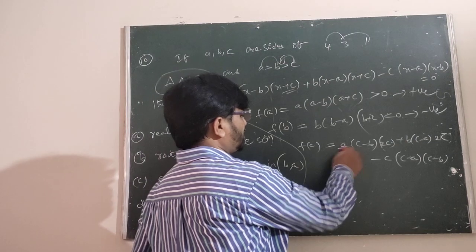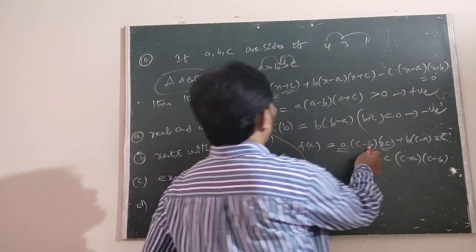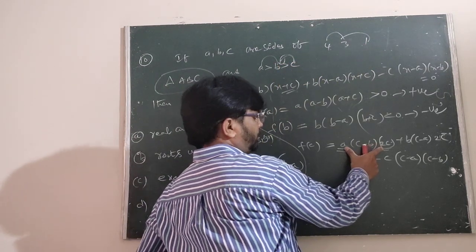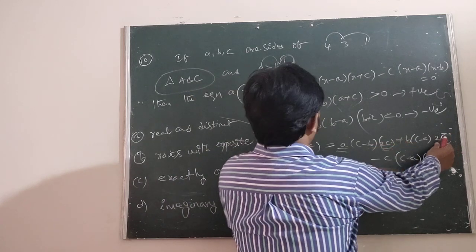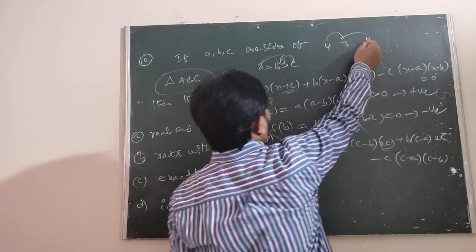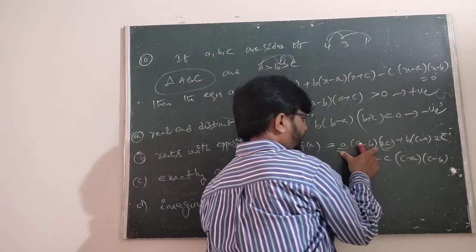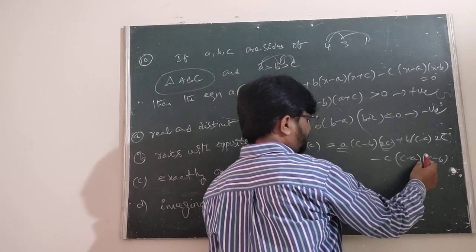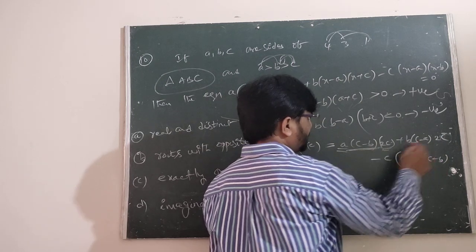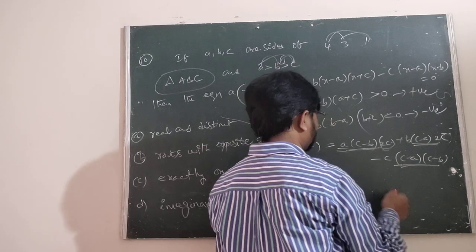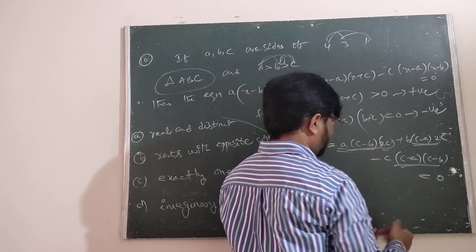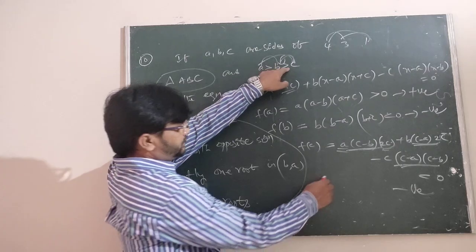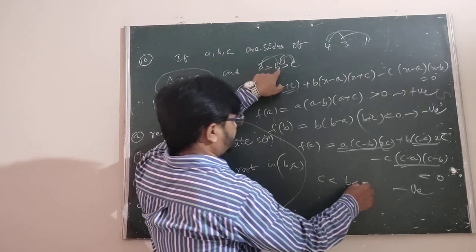Here a is positive and 2c is positive, but c minus b, that is 1 minus 3, is negative, so this complete part is negative. Likewise b is positive, 2c is positive, and c minus a, that is 1 minus 4, is negative. Each term is negative, therefore f of c is less than 0. So we can write c is less than b is less than a.